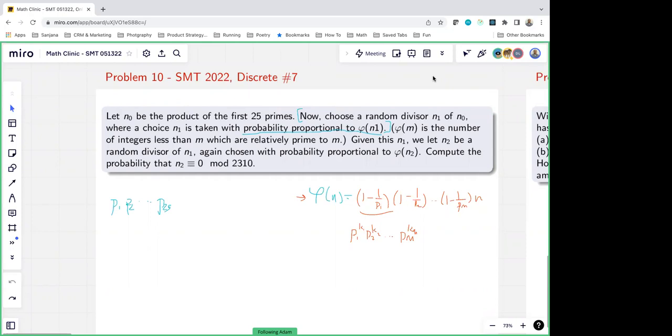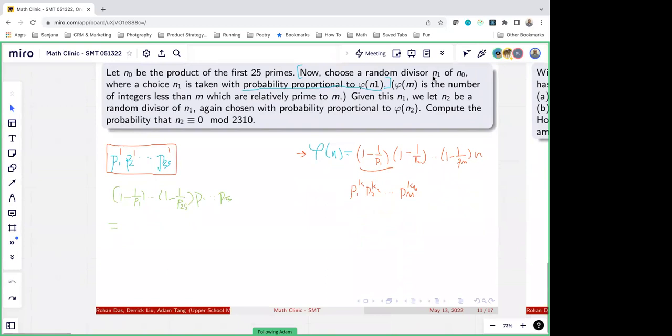So luckily, the prime powers here are all 1, right? It's just p1, p2, all raised to the first power, which means that if we take phi of the whole thing for now, just to see how this works, it's 1 minus 1 over p1, and so on, 1 minus 1 over p25, times p1, p2, p3, all the way to p25. We can group these two because they're both p1 terms. If you multiply that out, it's just p1 minus p1 times 1 over p1, that's p1 minus 1. And p2 minus 1, and so on.